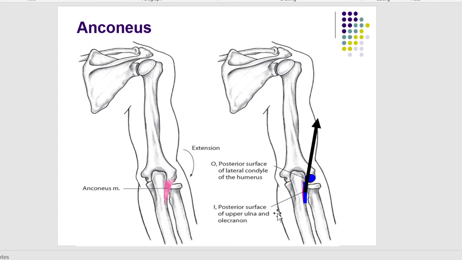So if you are asked which of the following muscles is the pure elbow extensor, triceps or anconeus, of course your answer should be anconeus, because it crosses only one joint, which is the elbow, on the posterior part of your elbow. The triceps crosses the shoulder, so it is not considered a pure elbow extensor because it can also move the shoulder.